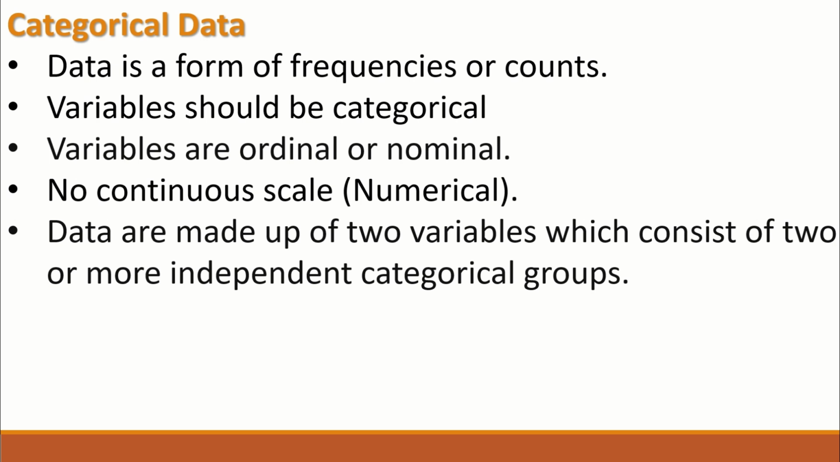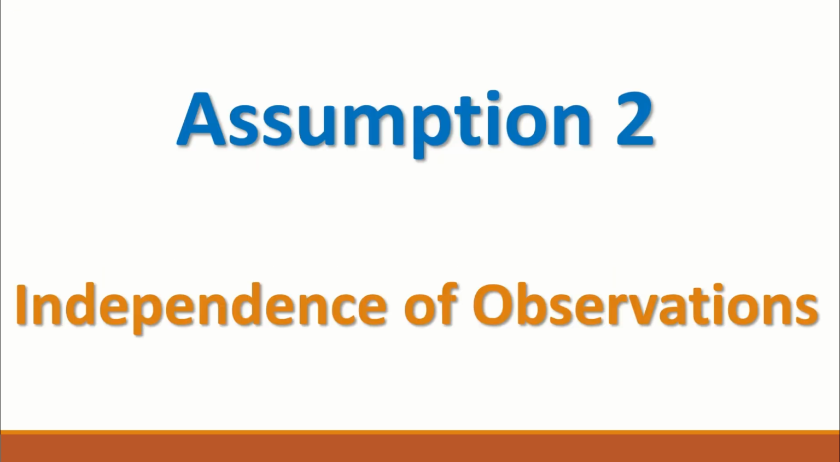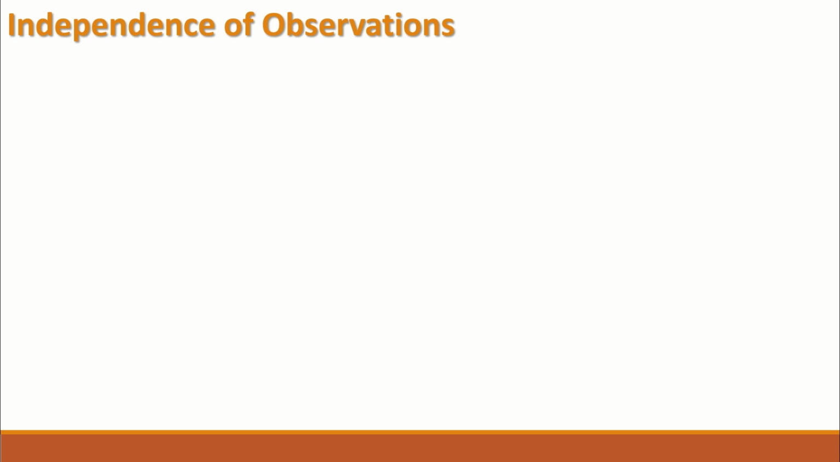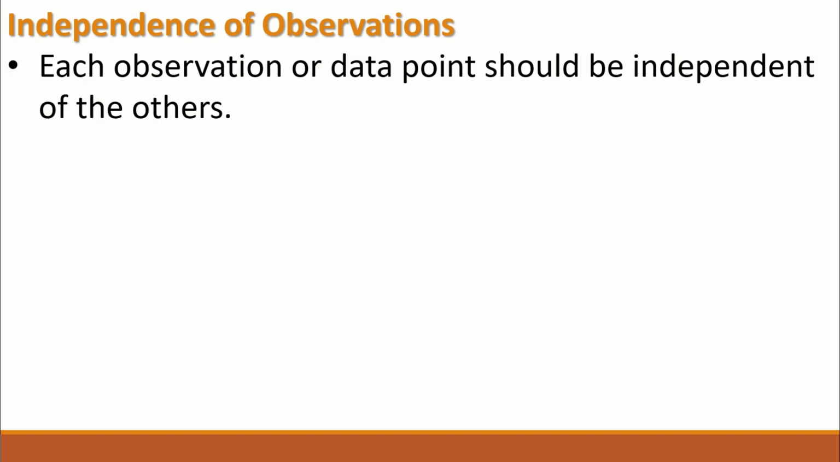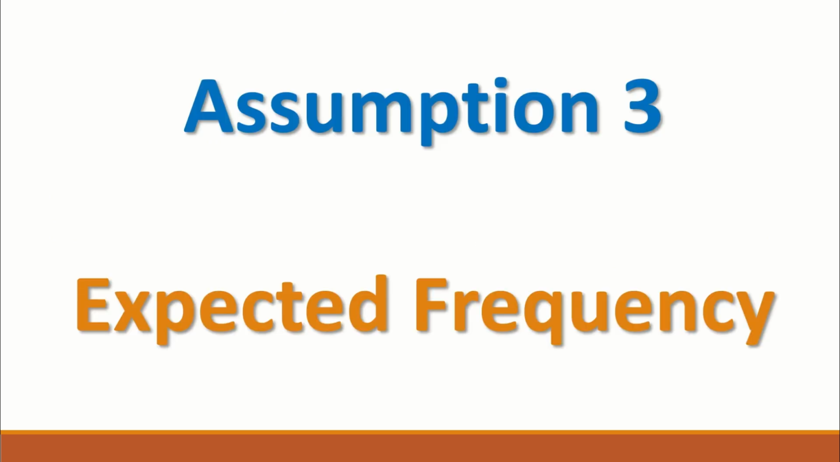and the data are made up of two variables, which consist of two or more independent categorical groups. The second assumption is independence of observations. Each observation or data point should be independent of another.